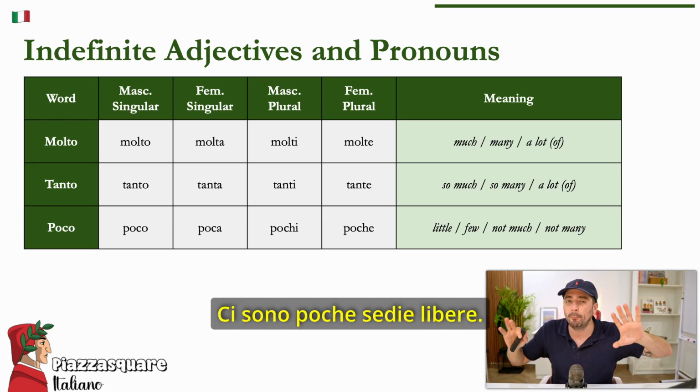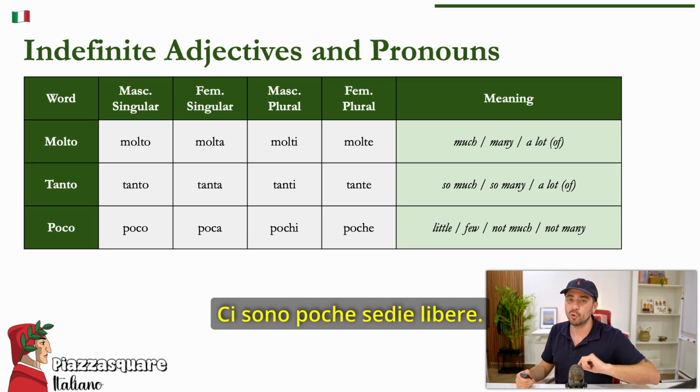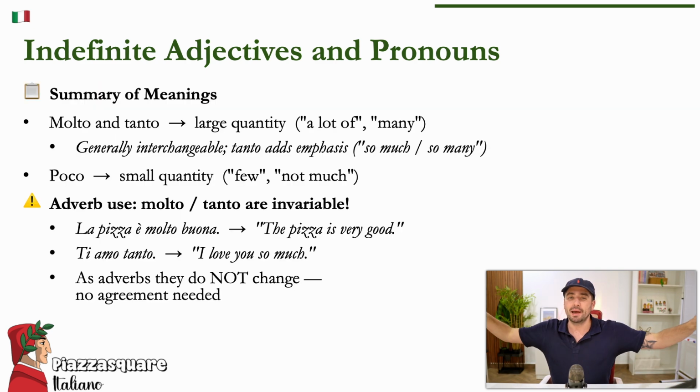Ci sono poche sedie libere. There are few free chairs. Poche is feminine plural agreeing with sedie, chairs. Summary of meanings. Molto and tanto indicate a large or abundant quantity, a lot of, while poco indicates a small or limited quantity, few or not much.